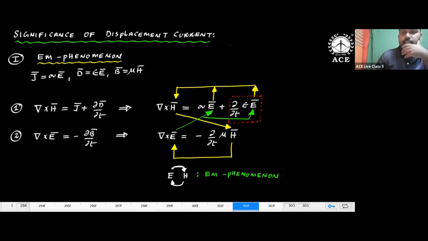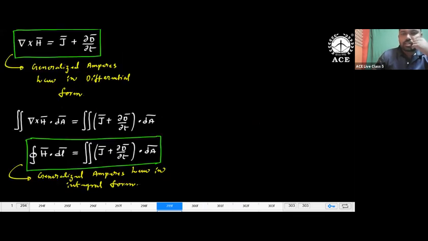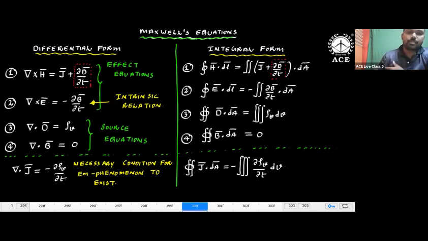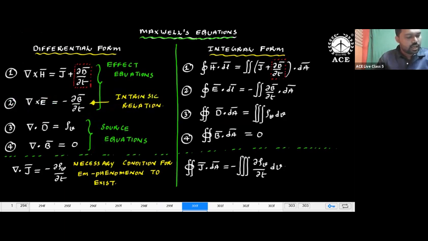Clear? Yes. So what else have we discussed in yesterday's session? The derivation, and I have given the interpretation of each and every equation. These two are called effect equations. These two are called source equations. And the special name given for this equation is intrinsic relation. Clear? Yes. Now, let us proceed further.